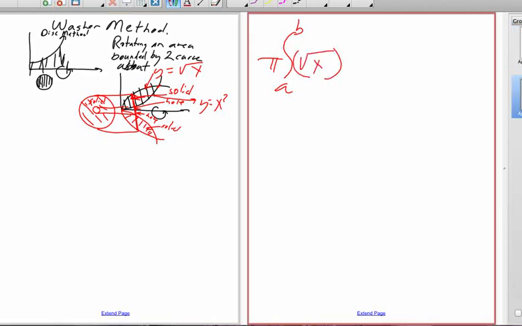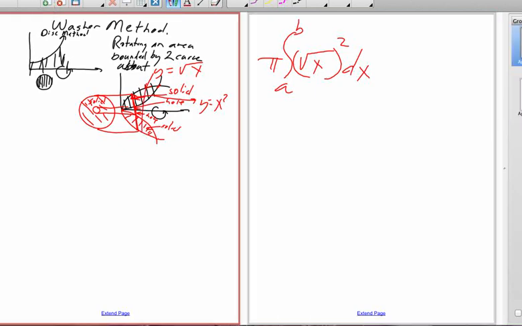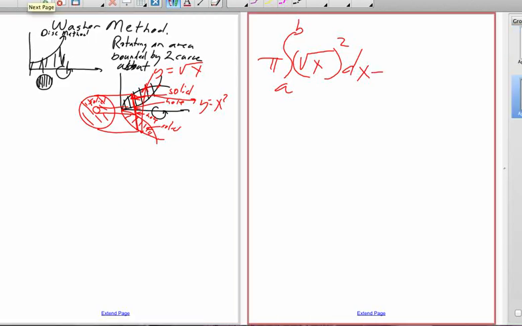squared, which is my r, dx. That would give me the solid for everything between these two. But I've got a hole in the middle of it, so I have to subtract that. And that's going to be my integral from a to b of x squared dx.